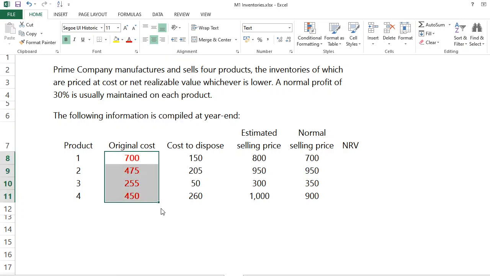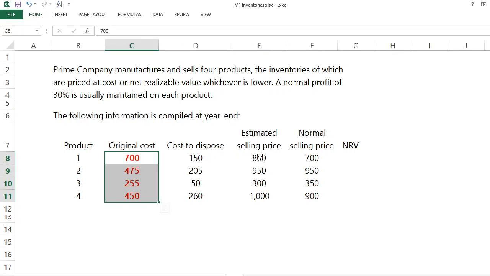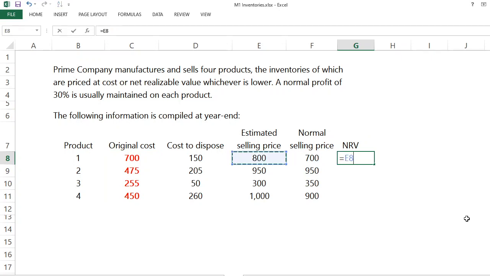Red. 700 versus our NRV. So, magkano po ba ang NRV natin? Is it 800 minus 150? Or is it 700 minus 150? Okay. Ang sabi naman ni NRV is estimated selling price less cost of disposal less cost to sell. Therefore, we are going to base our NRV sa estimated selling price, and that is 800 minus 150. That's 650.